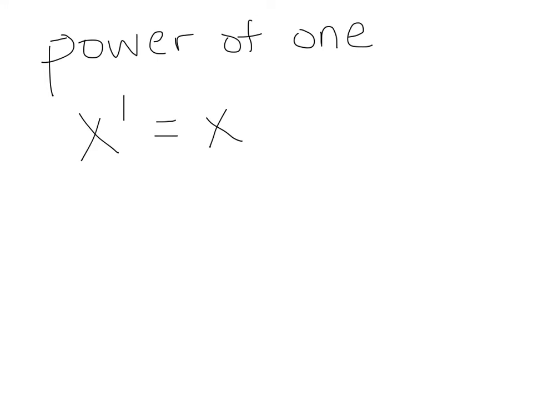So, that means if we have an example of this, 3 to the first power is 3. That's the way we would simplify this expression. If you see this, we can make it more simple by changing it into just 3, because 3 to the first power is just 3.